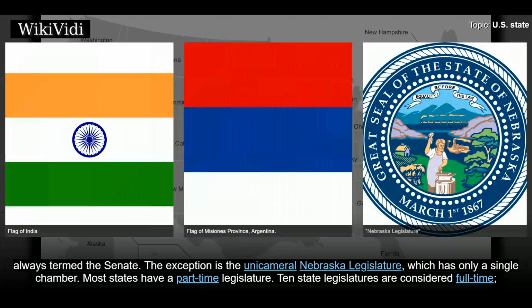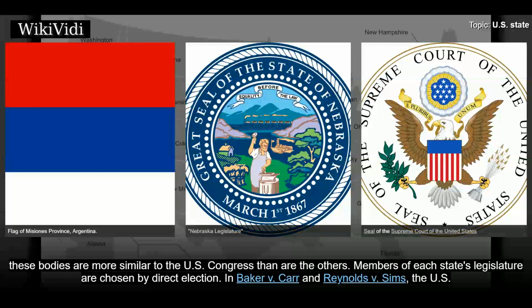Most states have a part-time legislature. 10 state legislatures are considered full-time. These bodies are more similar to the U.S. Congress than are the others. Members of each state's legislature are chosen by direct election.